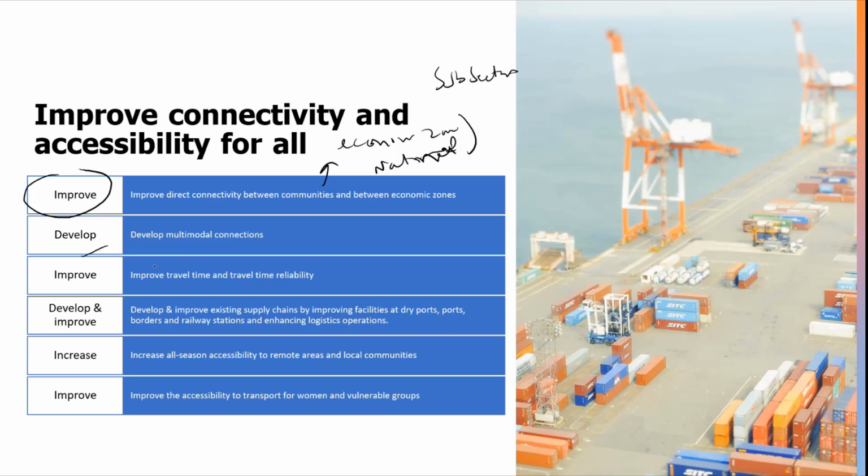And then develop: how we can develop multimodal connections, or how we can transfer between transport modes by increasing physical system integration between the different available transportation. And then how we can improve travel time and travel reliability. It is very important, and it should also address the key economic corridors, through which we can address infrastructure bottlenecks and also adopt intelligent transportation measures as well.